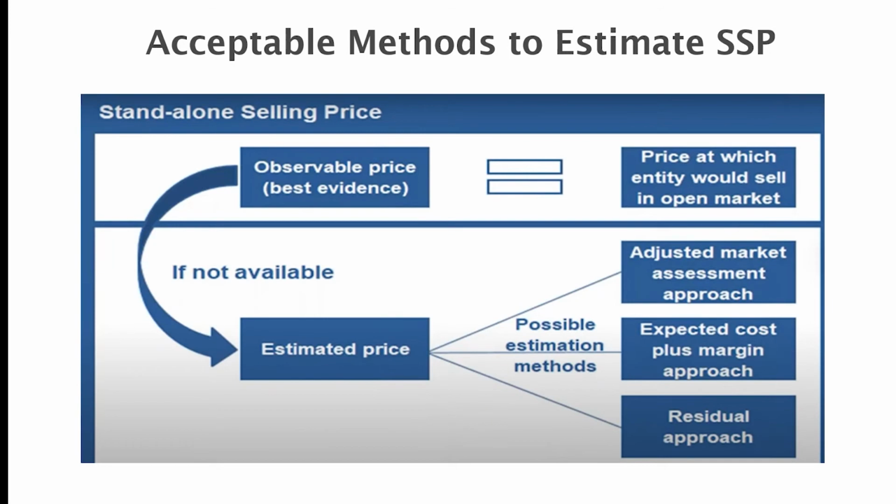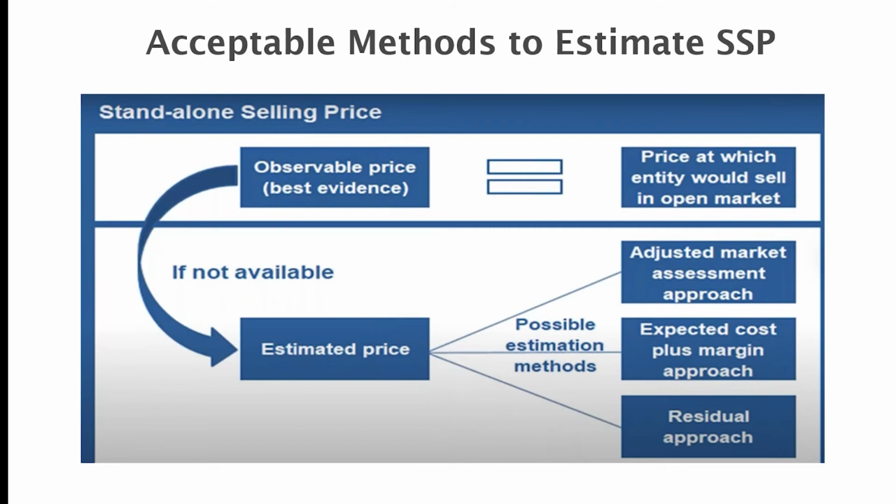So I always love this slide because I think it's a great graphical reference of what we're talking about here. It's a very challenging topic to consume, but I think this slide gives a good estimate of what we're talking about. We talked about the observable price. It's the best evidence. And remember, as we go through the SSP concept, we have to remember as accountants and professionals working for any organization, it's what is best auditable.